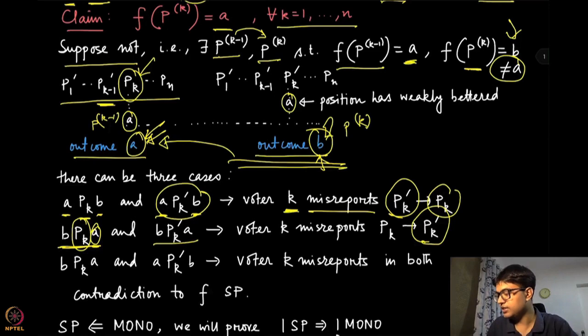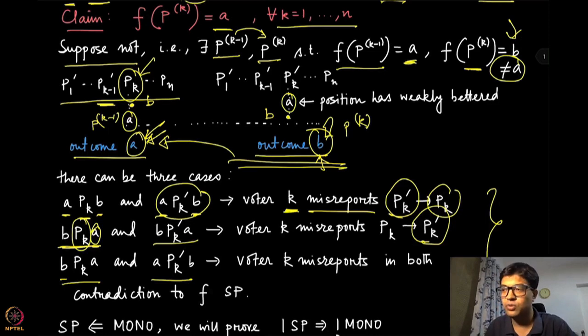And the third condition is that B in PK was above A and it went down. So this is the possibility that B was somewhere here. So B was above, and here it went below. These three are the three exhaustive cases. The fourth condition cannot happen because A's relative position has weakly bettered off. So there cannot be a situation where there was some alternative below A and that went above A in the new PK.